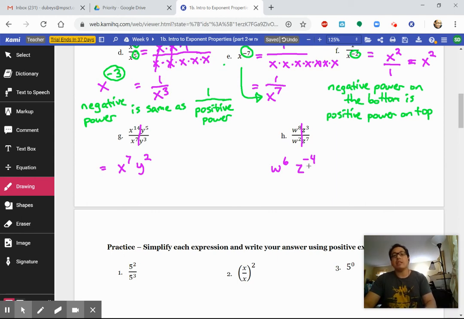Oh, but I don't like this negative power. So how can we rewrite z to the negative 4? Well, remember we can change it to z to the positive 4, but put it on the bottom. So I can change this to z to the positive 4 on the bottom and leave w to the 6th on top. Hopefully this is starting to make some sense.